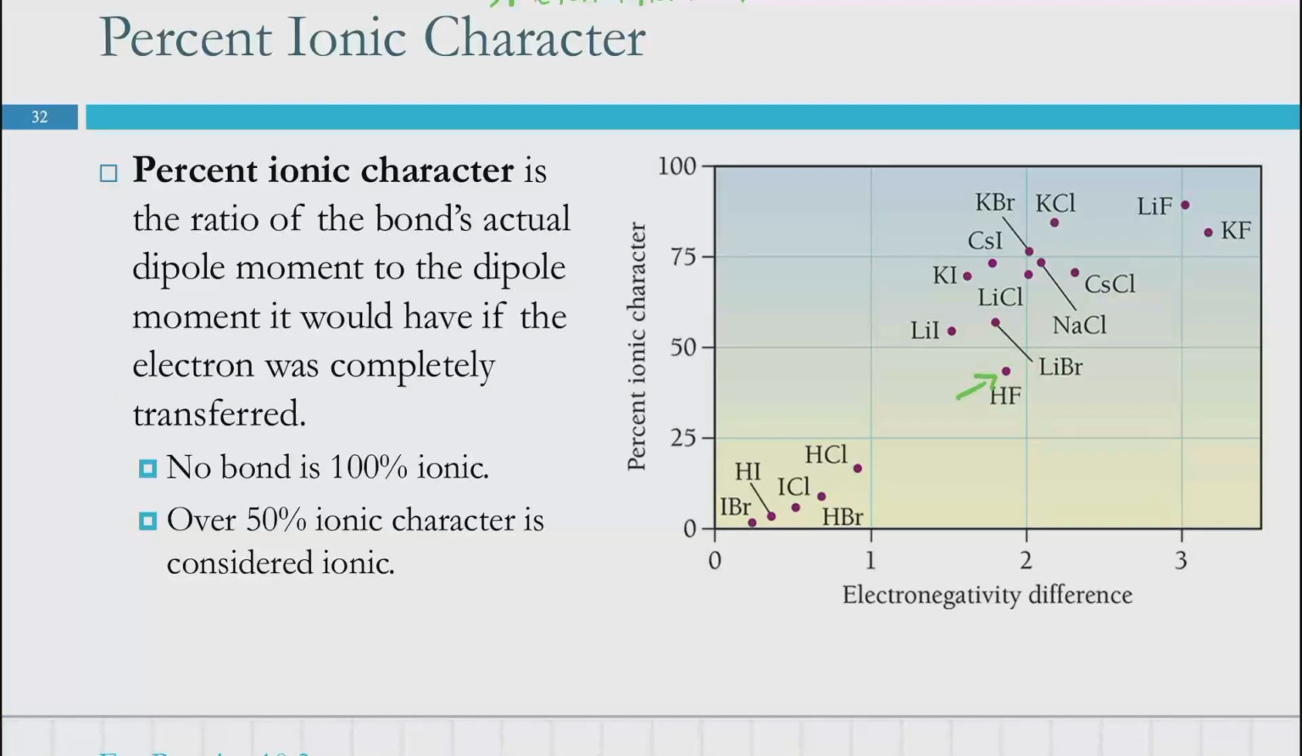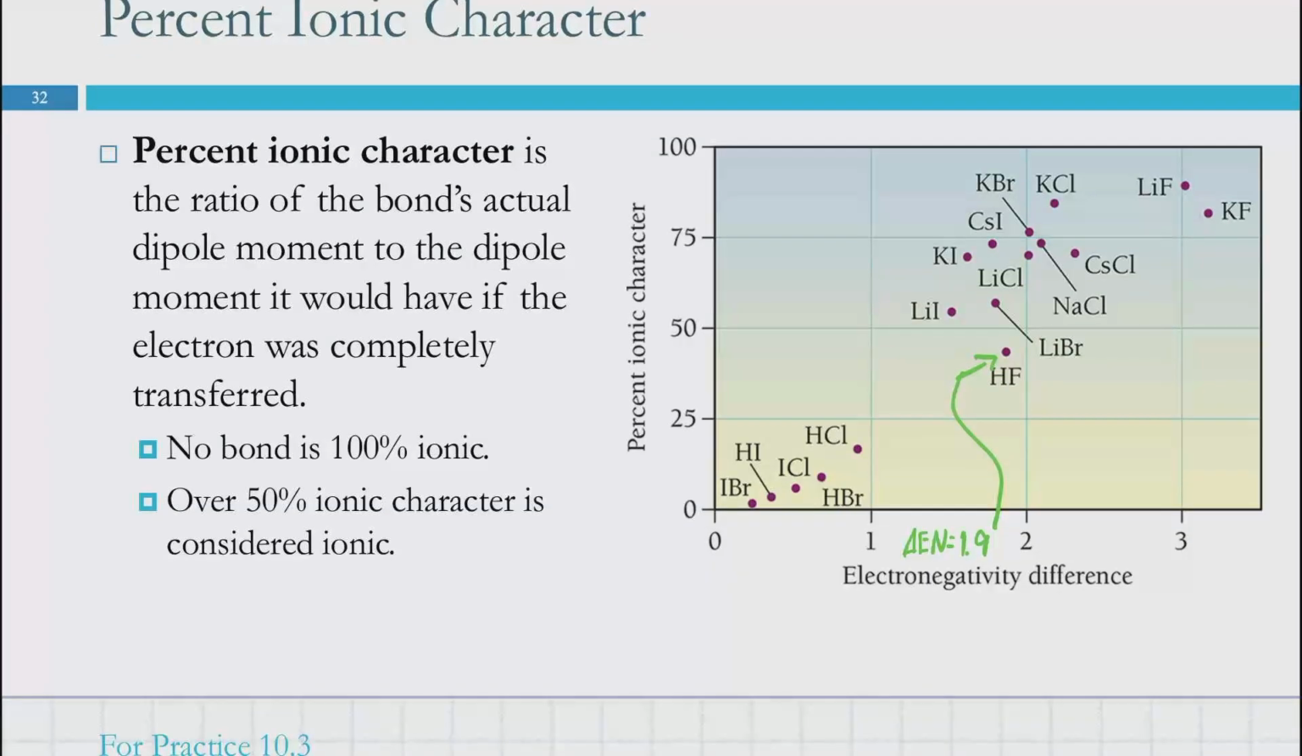And this is at a 1.9 electronegativity difference, our HF here. Notice that everything up above this 50% ionic character, which we consider ionic, notice that these are all ionic compounds. So that's really convenient. Further evidence that if we have an ionic compound, a metal and a nonmetal, we can just go ahead and say, yeah, it's got ionic bonds, even if the electronegativity difference is not over 2.